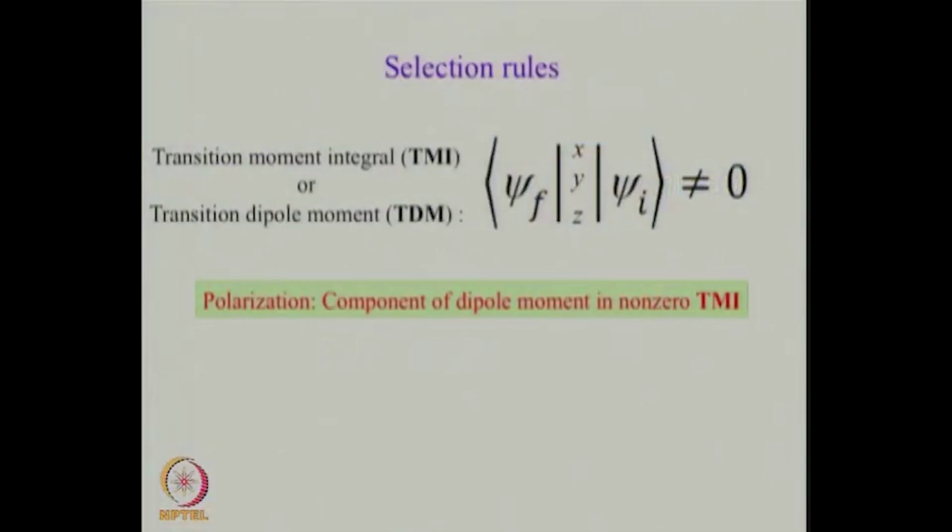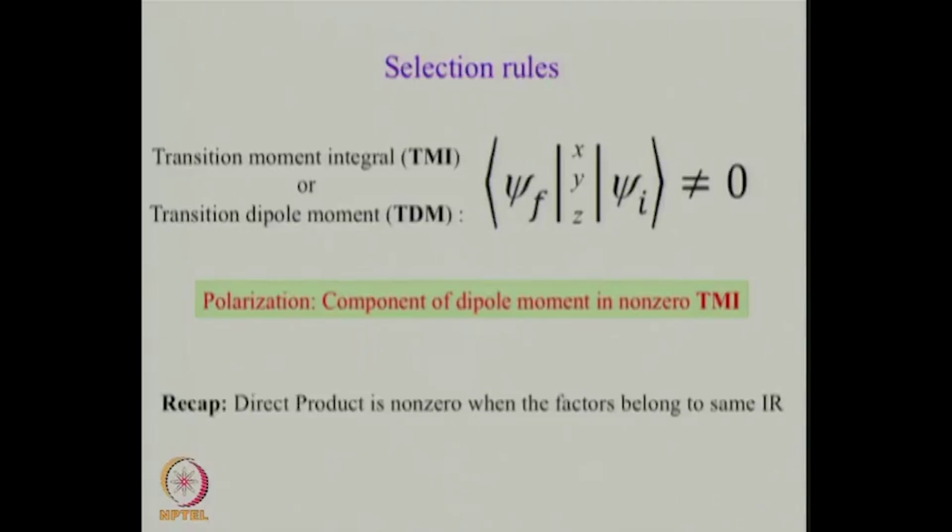And what are the symmetries of x or y or z for D2H? To which symmetry species does x belong? B3u. What about y? B2u. What about z? B1u. Okay. So, that is what we worry about. And of course, we know that the component of dipole moment that gives you a non-zero transition moment integral determines the polarization of the light absorbed or perhaps transmitted.